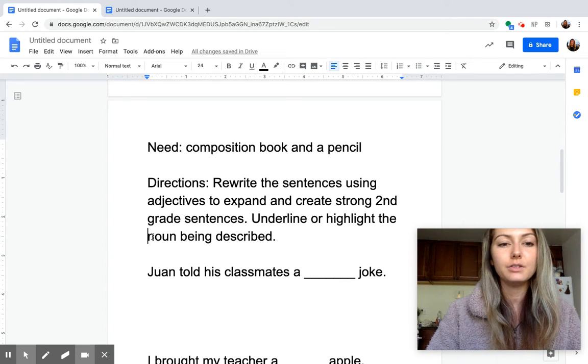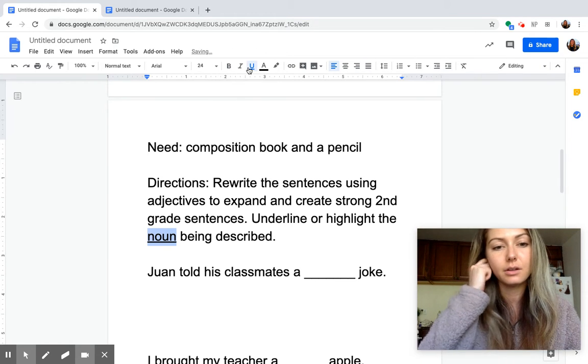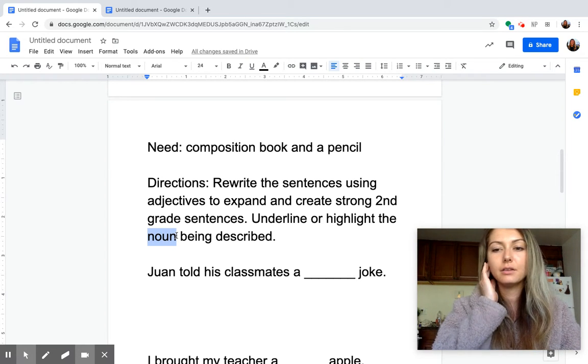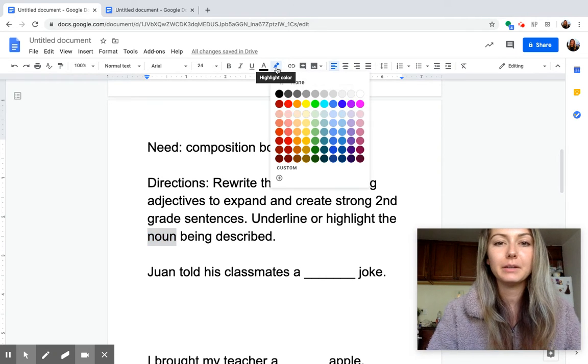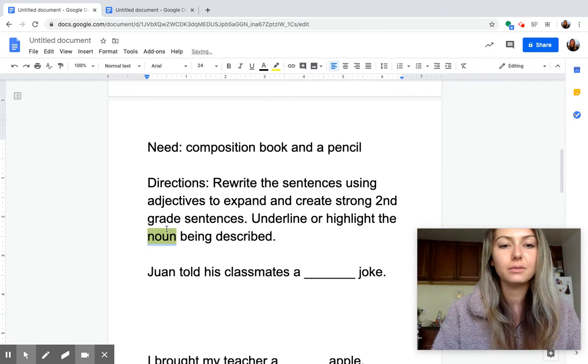We can underline. Remember, I can click that U button in Google Docs to underline, or I can highlight where I'm selecting, I'm clicking and dragging the word, and then I'm clicking this highlight color button, and then you can do whatever color you want. I like to just do yellow, classic yellow.